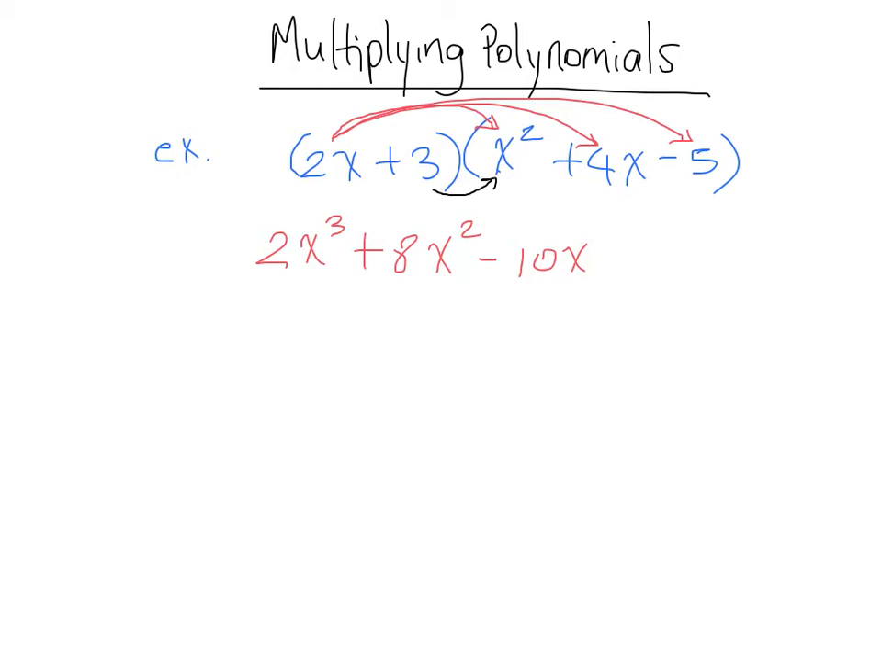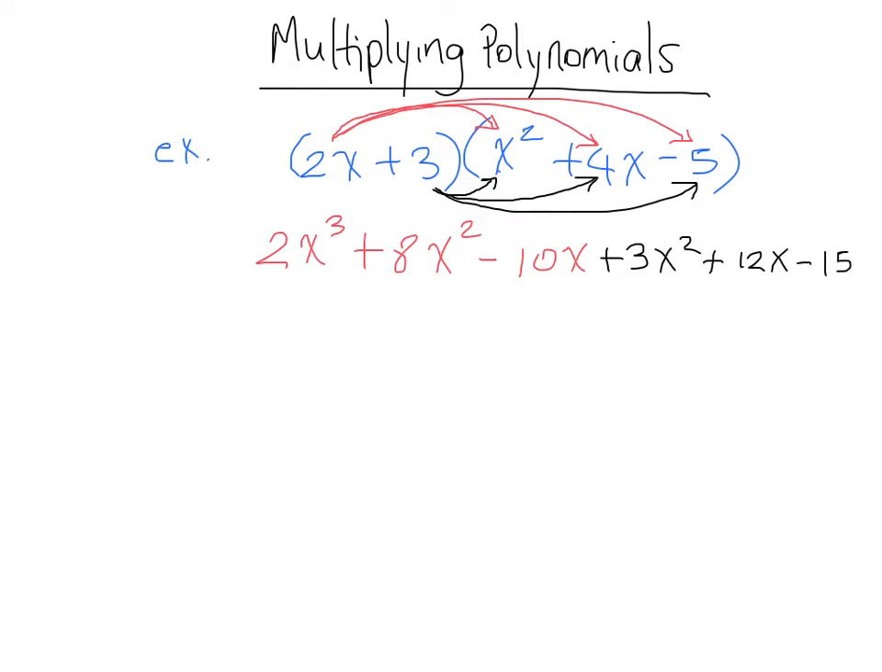Now let's use black and multiply everything by 3. So we have 3 times the first thing, 3 times the next thing, and 3 times the last thing. We're just multiplying everything by 3. 3 times x squared gives us 3x squared. 3 times 4x gives us plus 12x. And finally, 3 times negative 5 gives us negative 15.